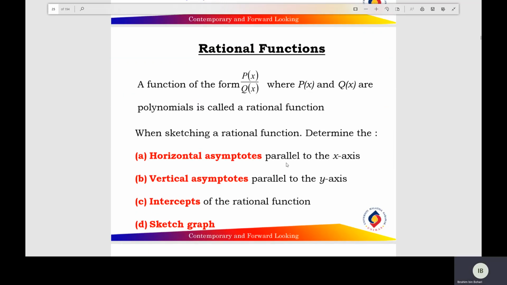Okay, rational function. Before you sketch the graph of the rational function, here are the steps. Step 1, you find the horizontal asymptote of the function, HA. And step 2, you find the vertical asymptote of the rational function, VA. And step 3, you find the x-intercept and y-intercept of the function. And last, you sketch the graph of the rational function. Okay, step 1 to step 4.